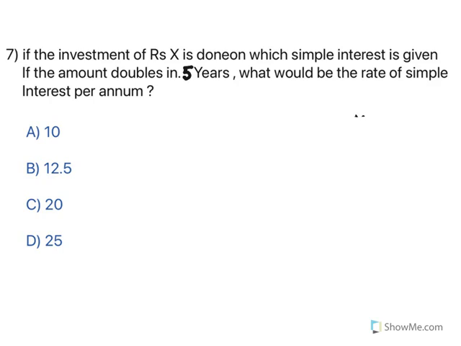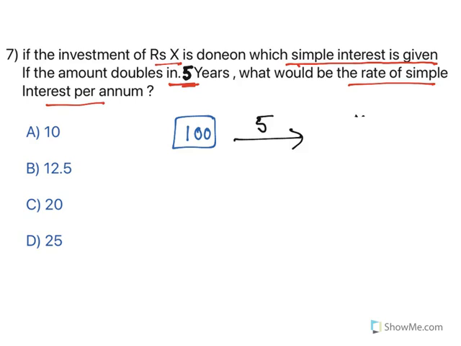Moving to the next one. Look at this. See, if the investment of rupees X is done on which simple interest is given, if the amount doubles in 5 years, what would be the rate of simple interest per annum? Now see, for most of the percentage calculations, if you take 100, it would be better. Now look at this. What the data says is 100 rupees is the initial investment, right? And it is put for simple interest, and in 5 years it is getting doubled. It is becoming 200. So what is this interest? This is what is being asked here.